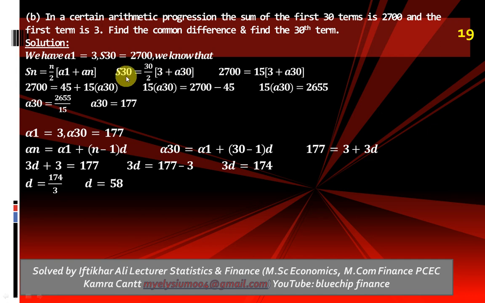So the sum of 30 terms is 2700, equals 30 by 2, equals 15 multiplied by (3 plus alpha 30). Mathematically we just arrange this equation and we can calculate the 30th term, and that is 177. Now we have two terms, first term and 30th term. The first term is 3, which is given in the question, and the 30th term is calculated through this method. So the 30th term is 177.